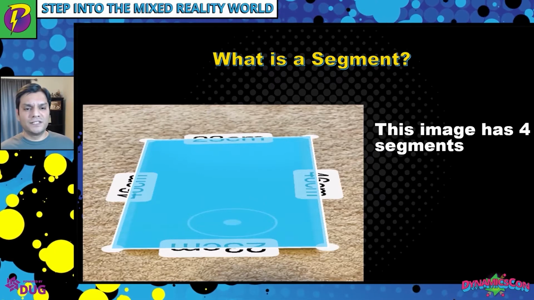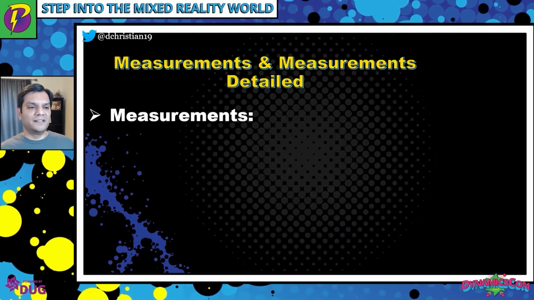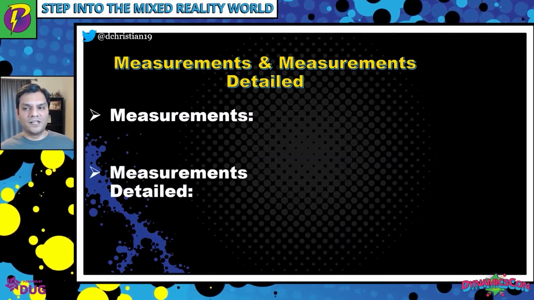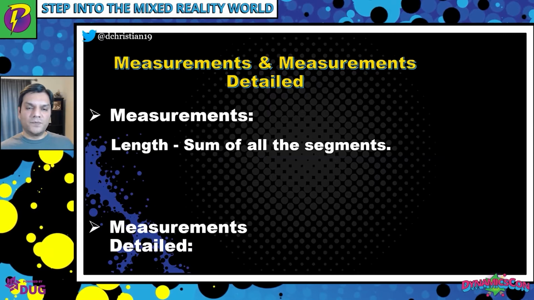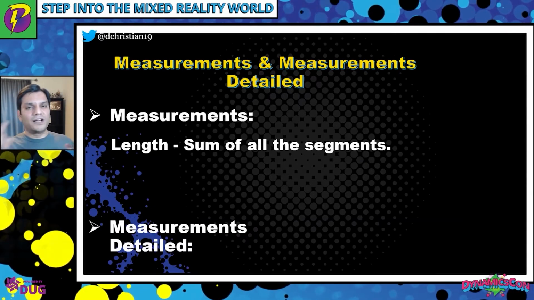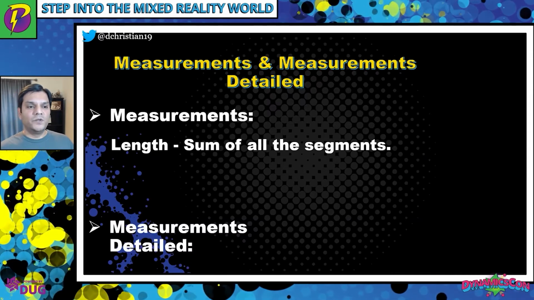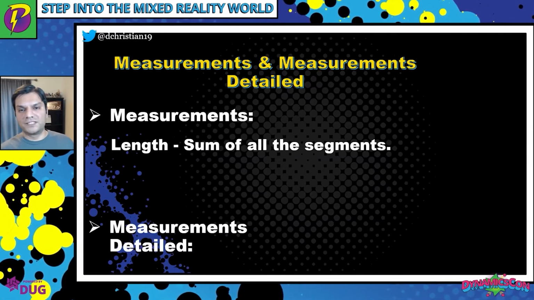Now, in addition to the segments over here, it's the measurements and the measurement details. So the concept of measurements, I was talking about the whole concept of length. So length could be the sum of the segments. Now, you remember I just showed that block and there were 4 segments over there. So when you want to say what is the full length of the entire block, it's basically just add the 4 things up over there.